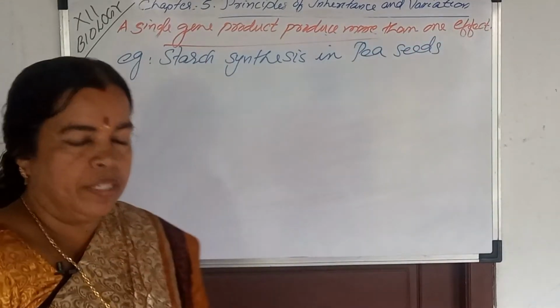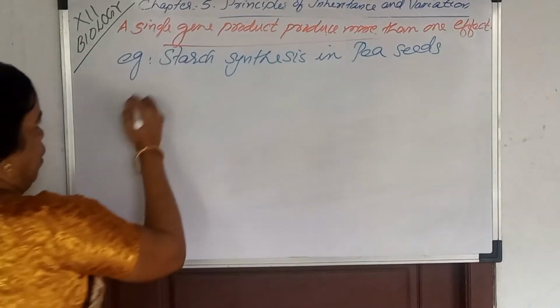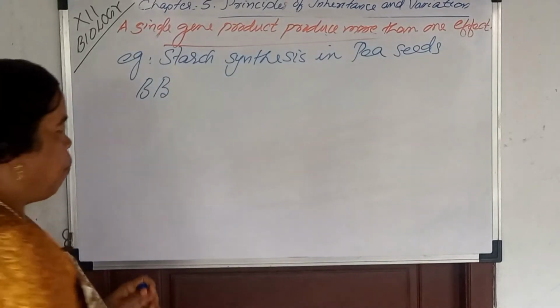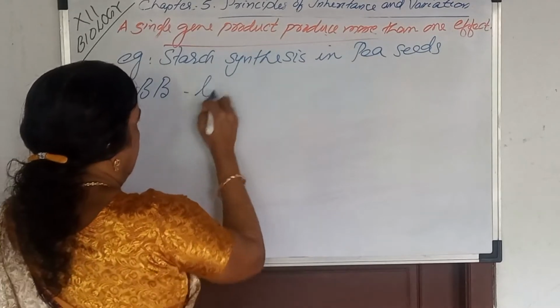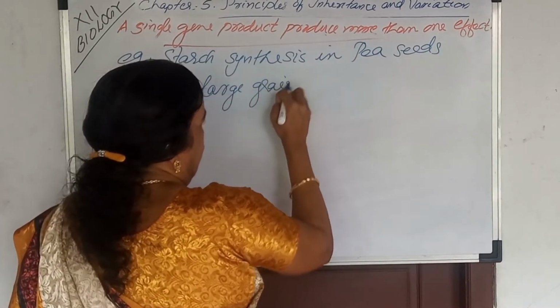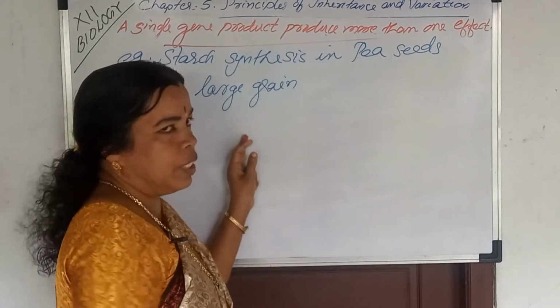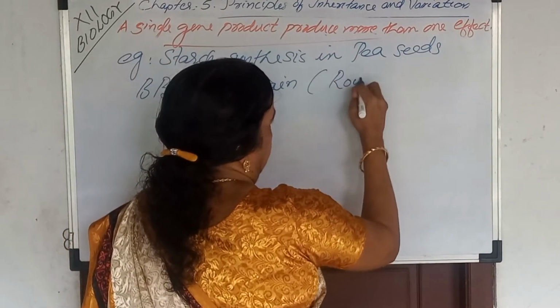Starch synthesis in pea seeds is controlled by one gene. It has two alleles. Capital B, the dominant phenotype, produces large grains. That is, starch synthesis effectively occurs. So it produces large grain, so that is round in appearance.